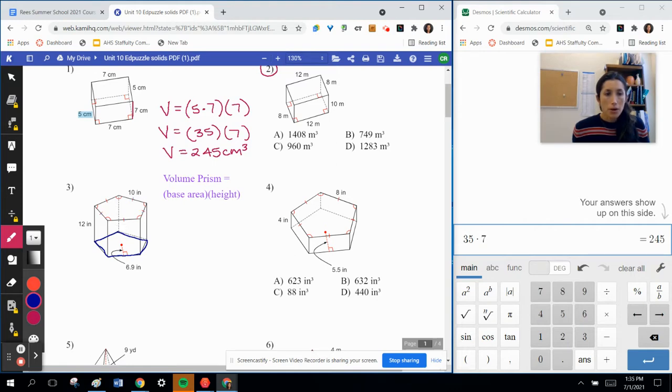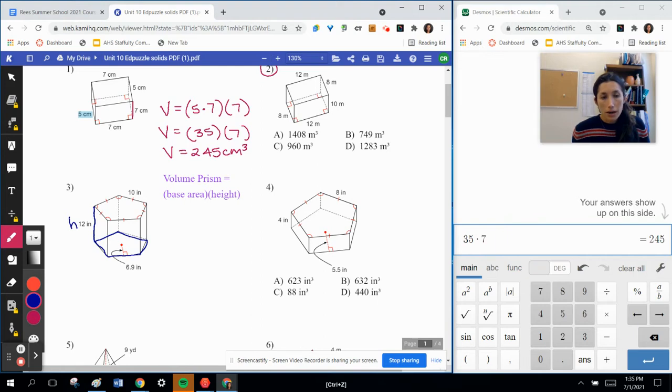Okay, so we got to find the base area. This right here is the height. A height is the distance between the bases. So I'm going to put h next to that for height. So this is going to be 12 for this case. Now all we have to find is our base area.